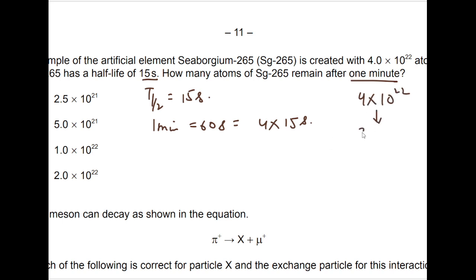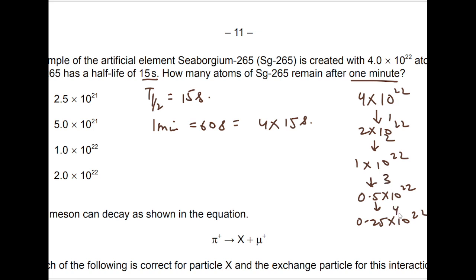So initially I had this many atoms. After one half-life it will become 10 to the power 22, then 0.5 into 10 to the power 22, then 0.25 into 10 to the power 22. So one half-life, two half-lives, three half-lives, and four half-lives. So my answer is 0.25 into 10 to the power 22. But I don't have 0.25, so I can rewrite it as 2.5 into 10 to the power 21 atoms, which is option A.